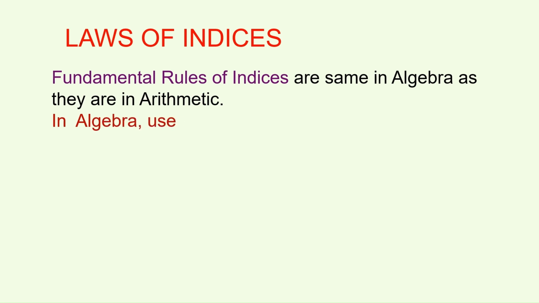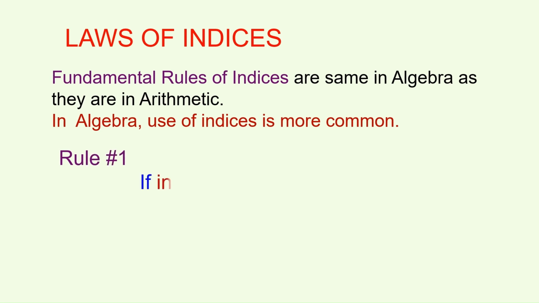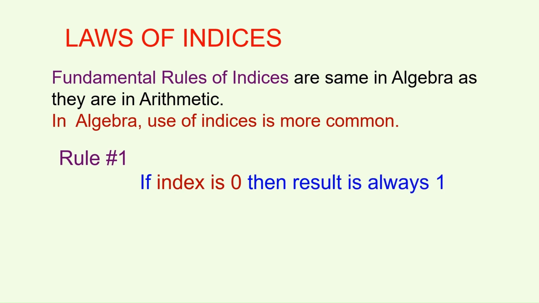Laws of indices. Fundamental rules of indices are the same in algebra as they are in arithmetic. In algebra, use of indices is more frequent. Rule number 1. If the index is 0, then the result is always 1. For example, 7 to the power of 0 is equal to 1. z to the power of 0 is equal to 1.